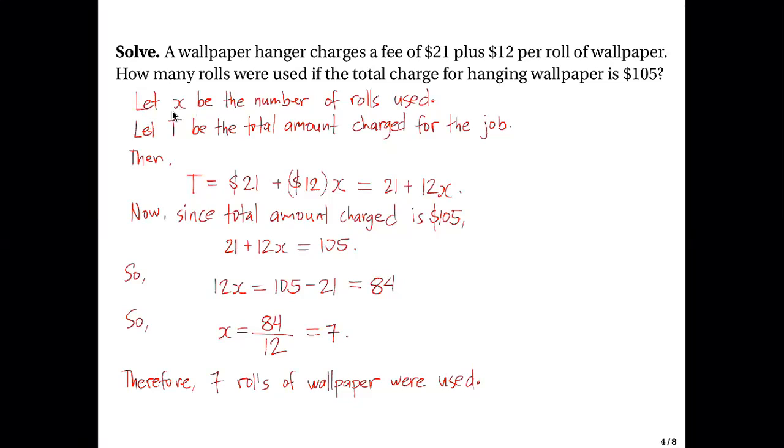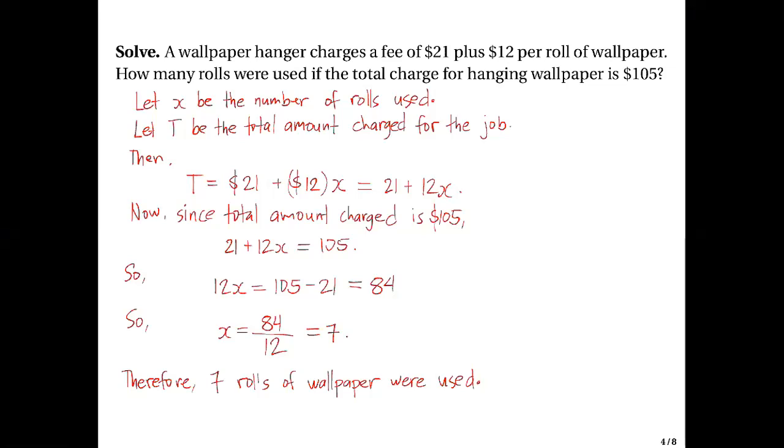So at the beginning, we are assigning variables to the quantities that are given, or the quantities that we want to find. And then after that, we write the working equation or the model. And then after writing the model, we use the data given in the problem in order to solve for the value of x, or the value of the variable or the quantity. Okay? And then we end by conclusion. So therefore, 7 rolls of wallpaper were used. Okay? This is the most proper way of solving word problems.